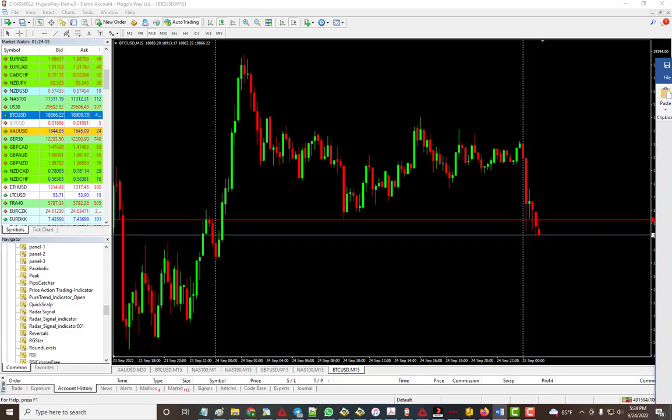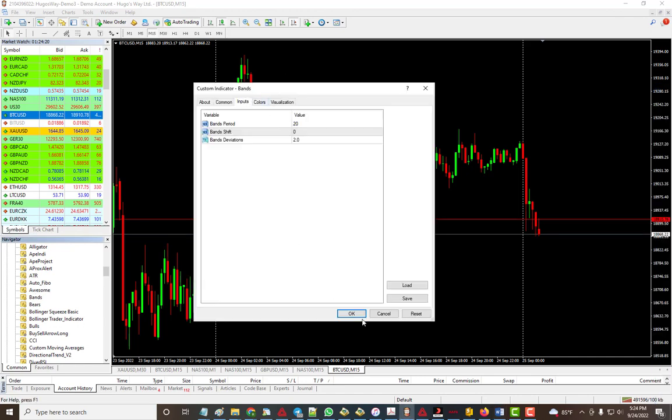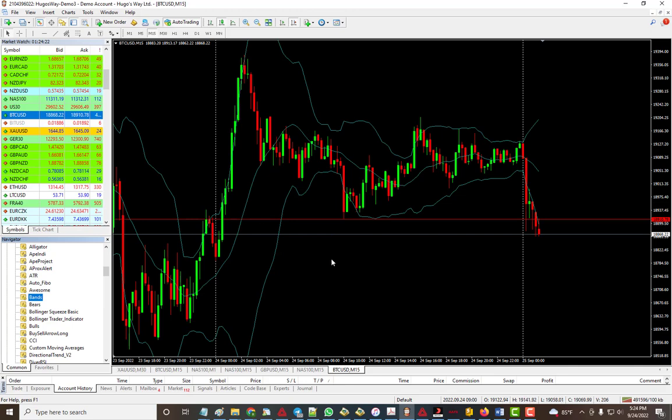Hello everyone, in this quick video I'll be going over trading with Bollinger Bands. To find Bollinger Bands on your MT4, under your Navigator, you can search for bands and double click it or drag it to the chart, and then you will have default settings like this.